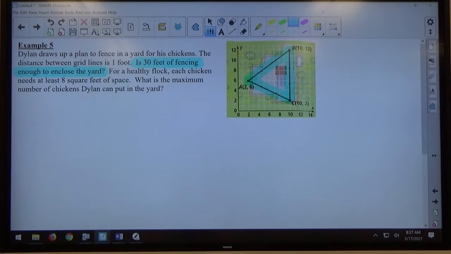So if they're asking how much fencing we need to enclose this yard, we're looking for the length around the shape. That's the perimeter of the shape, right? So as far as that question is concerned, I need to know the length of AB, BC, and AC to find the length of each side, right?